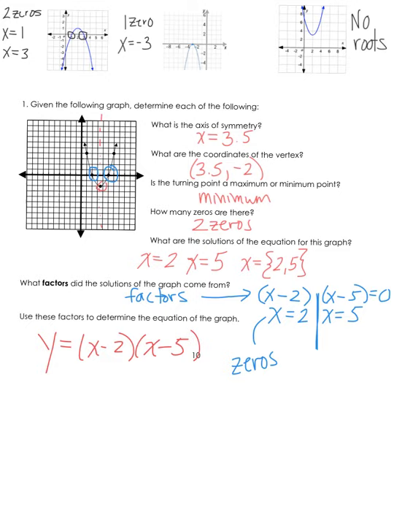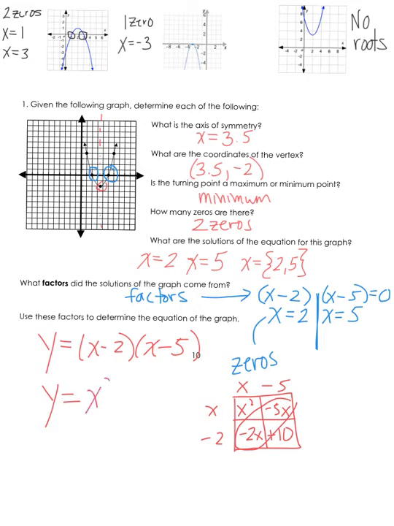But really I want it in standard form. So to get it in standard form, I'm going to multiply these factors out. So I've got x minus 2, x minus 5, x squared minus 5x minus 2x plus 10. When I combine like terms, I'm going to get x squared minus 7x plus 10.